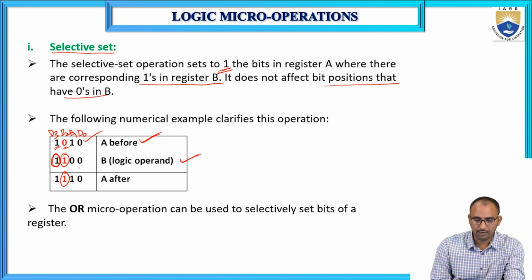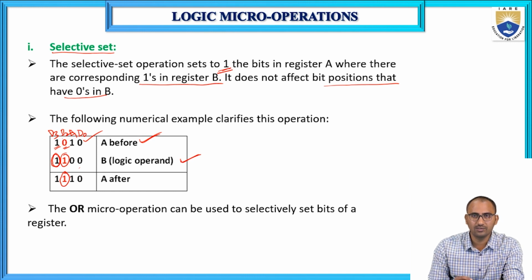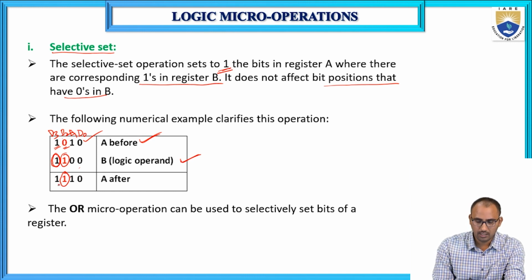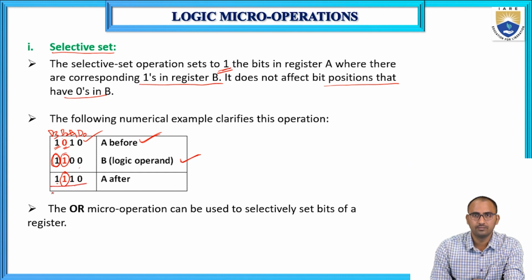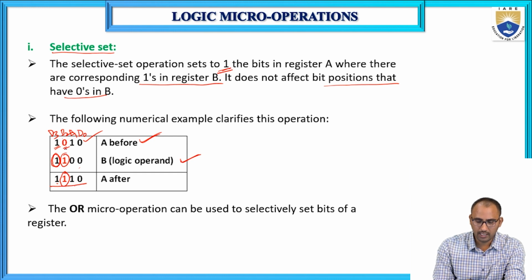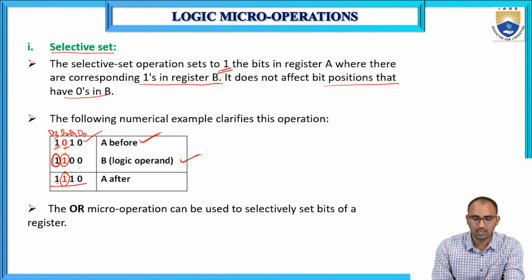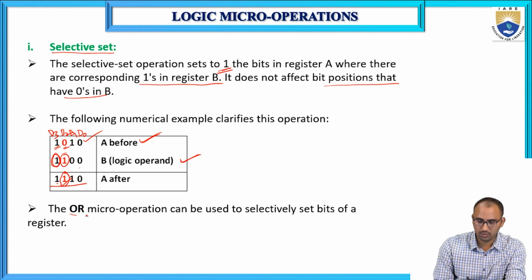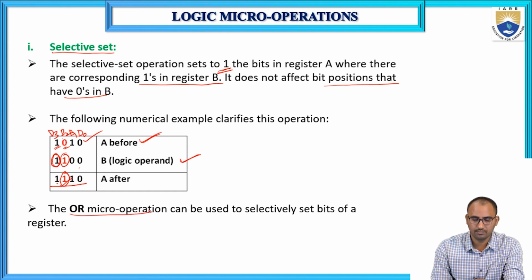After performing selective set, what are the contents of register A? That is 1110. So the D2 position, which is actually 0, becomes logic high after performing selective set. Here we are using the OR micro operation. The OR micro operation can be used to selectively set bits of a register.